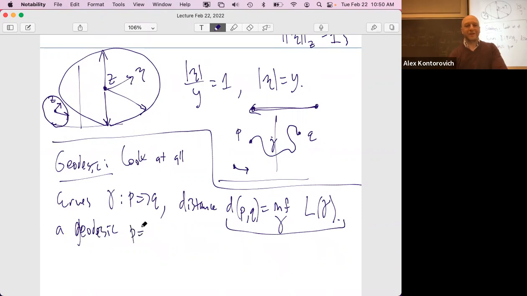So now we have a distance, and then a geodesic from P to Q is a curve that minimizes, with the length of the curve being exactly the distance.